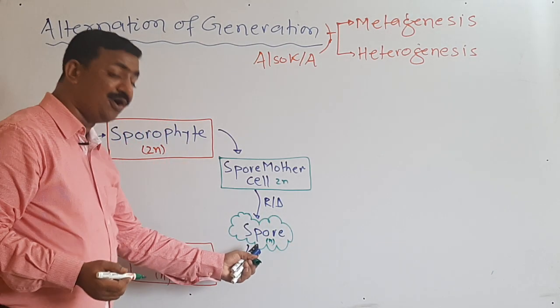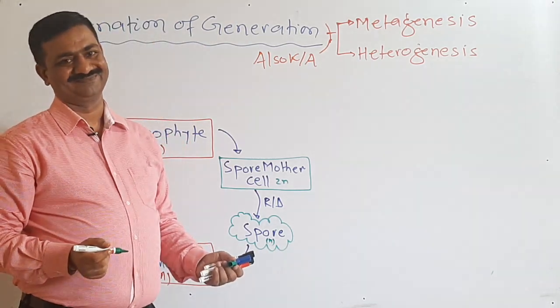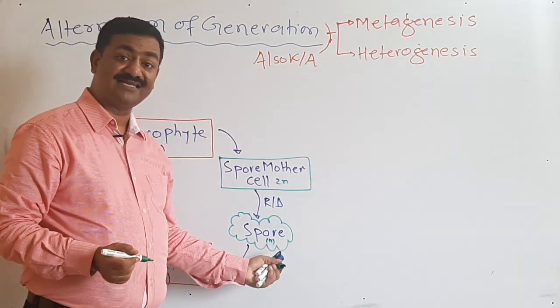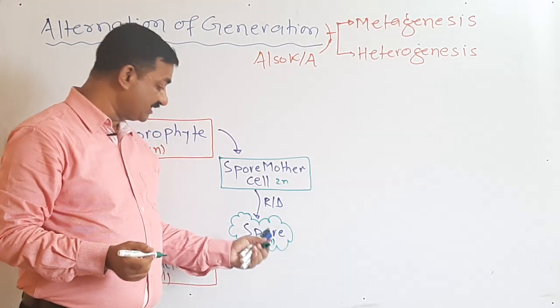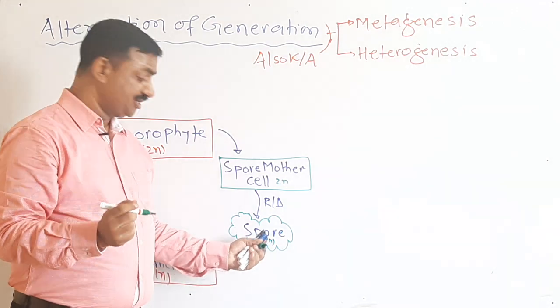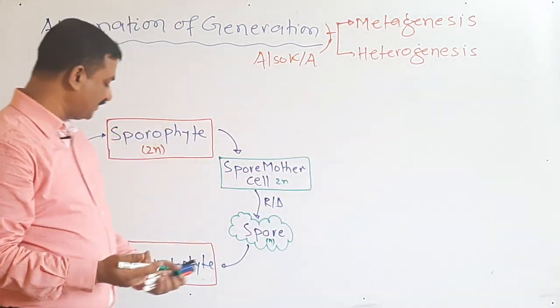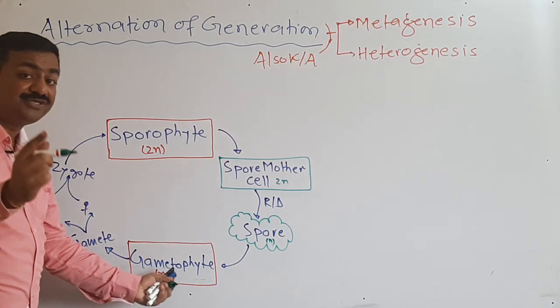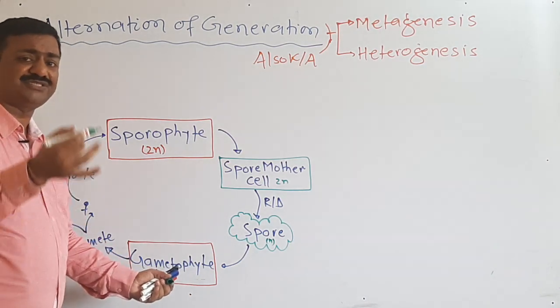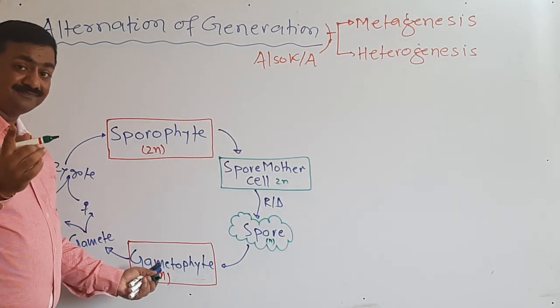And this spore is again the reproductive cell. Right? Haploid cell, reproductive cell. And that very haploid reproductive cell is going to develop into a plant body. And that very plant body is called gametophyte. Gamete producing body is there.